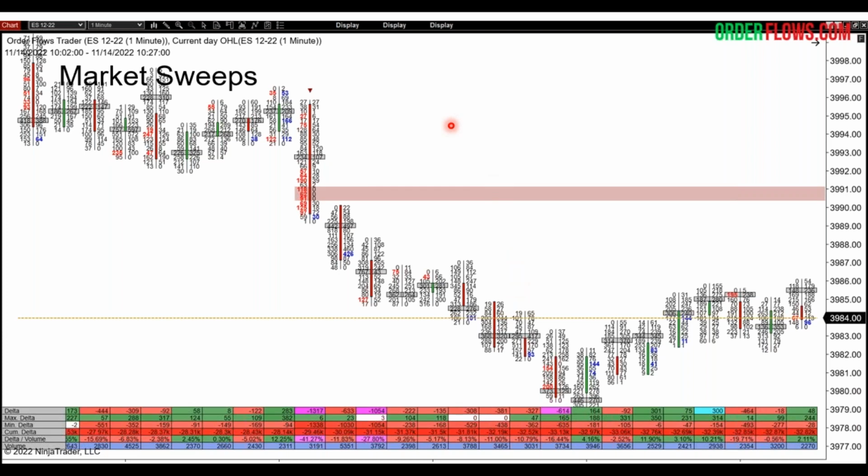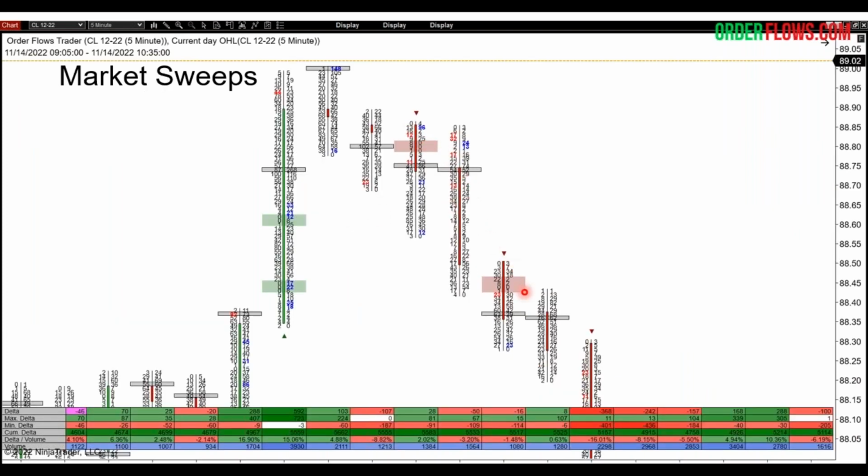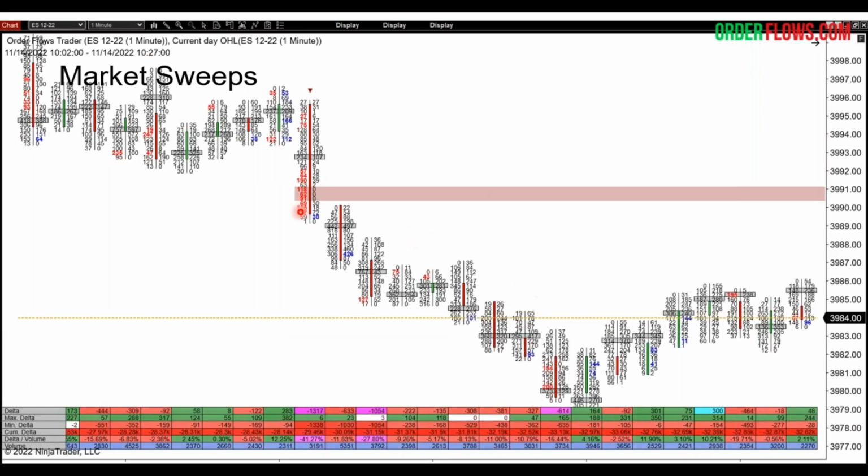Now you could also draw out these zones if you like. Some people like to just have them in the bar. Some people like to draw them out. This is the minis yesterday, right? 39.90 and a half area. You're seeing this sweep, this big bearish line being drawn out.